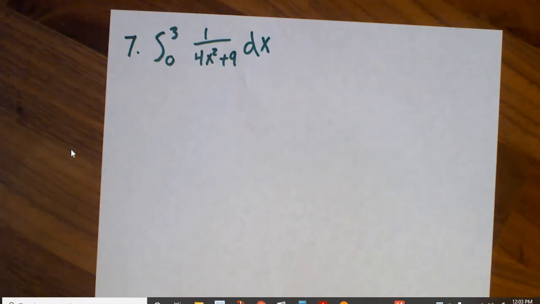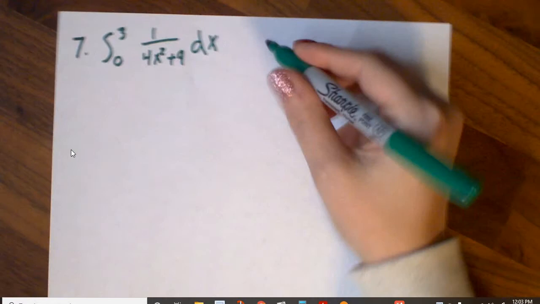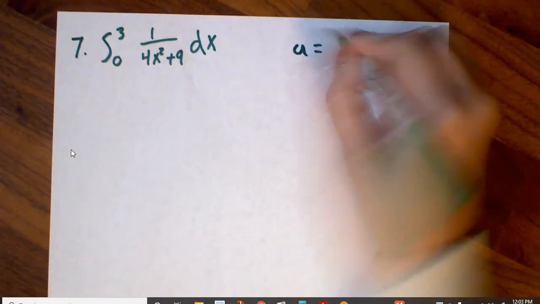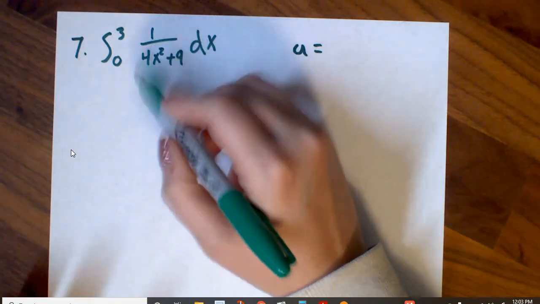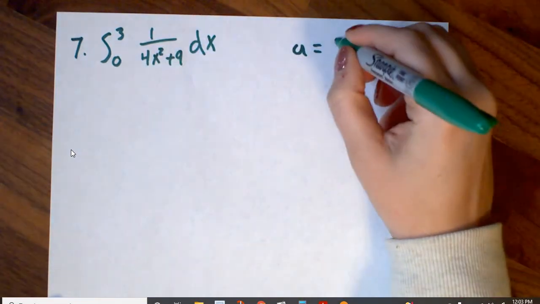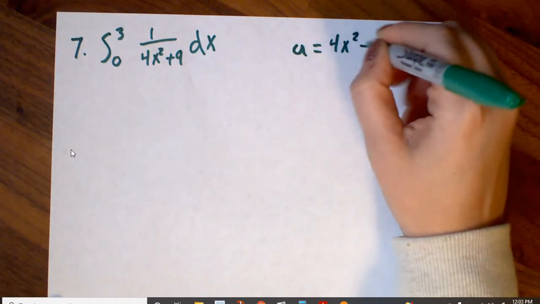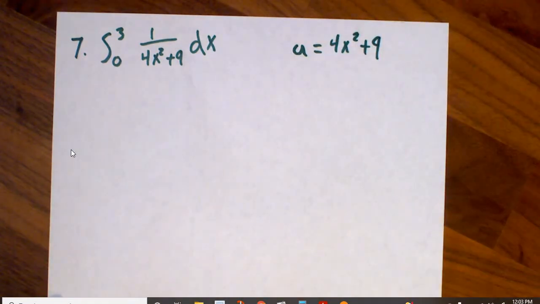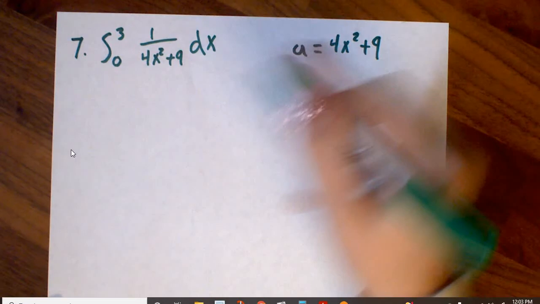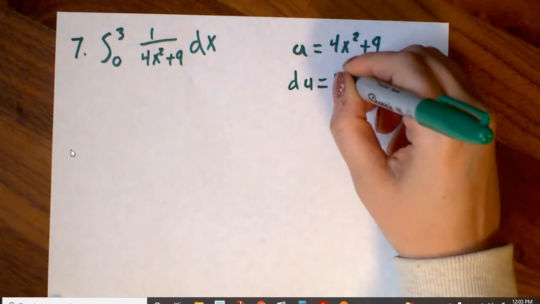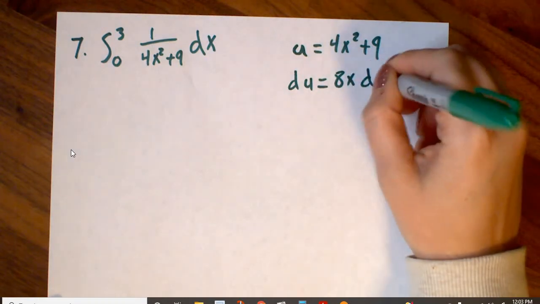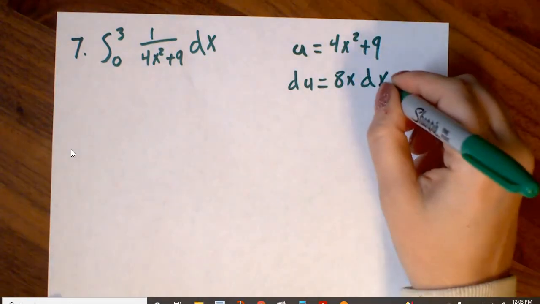So our problem is that my first instinct, which is probably like a lot of yours, would be to let my u be my denominator, because my outside function would be 1 divided by stuff. So if I let my u be 4x squared plus 9, I would get 1 over u, and we know that's the natural log. The issue that we run into is when we take the derivative, we get 8x dx.